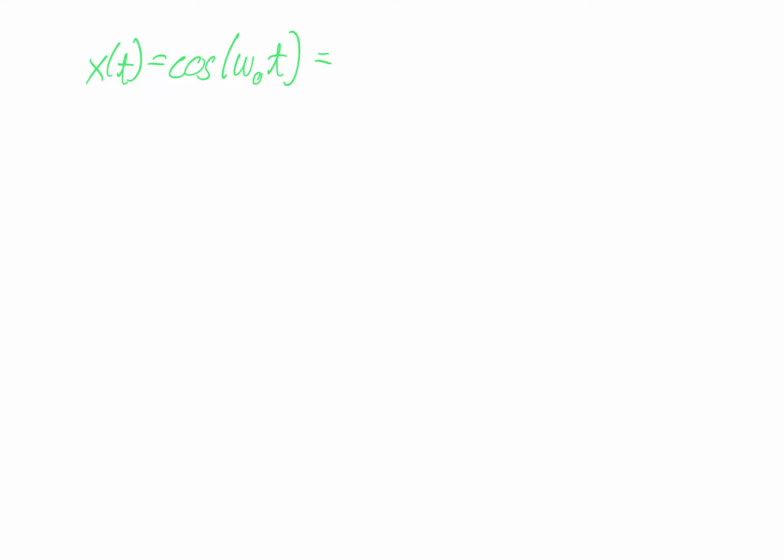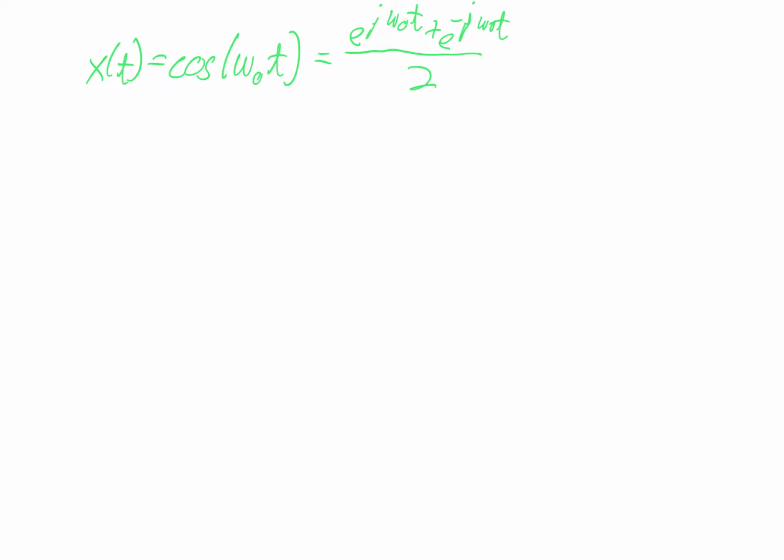In order to do the Fourier transform, let's see if we can rewrite it using some components for which we already know the Fourier transforms. So Euler's formula comes in handy here. By Euler's formula, the cosine is e to the j omega naught t, plus e to the minus j omega naught t, over 2.